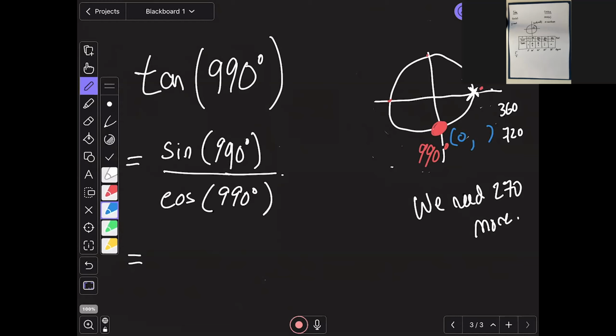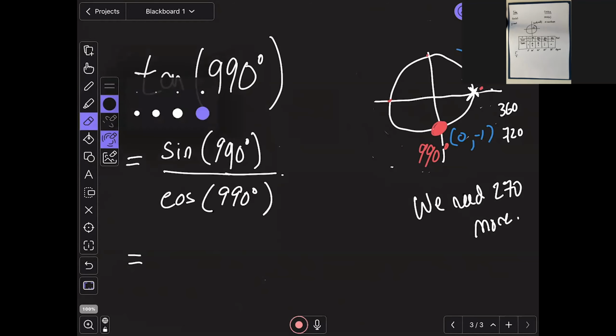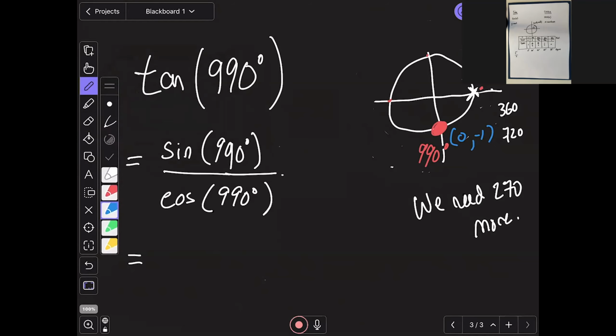990, negative 1, or 1. It's the unit circle. So our coordinates are 0, negative 1. Cosine is our x coordinate, right? And sine is our y coordinate.